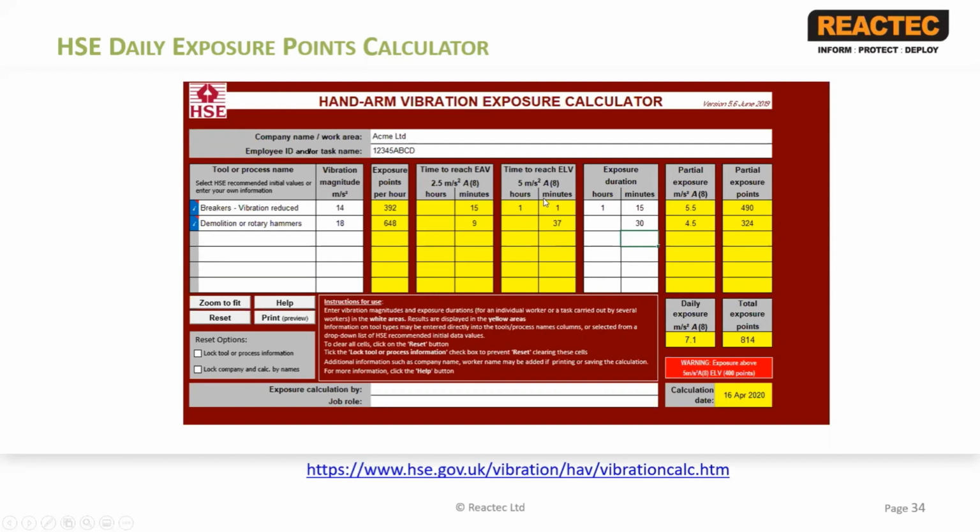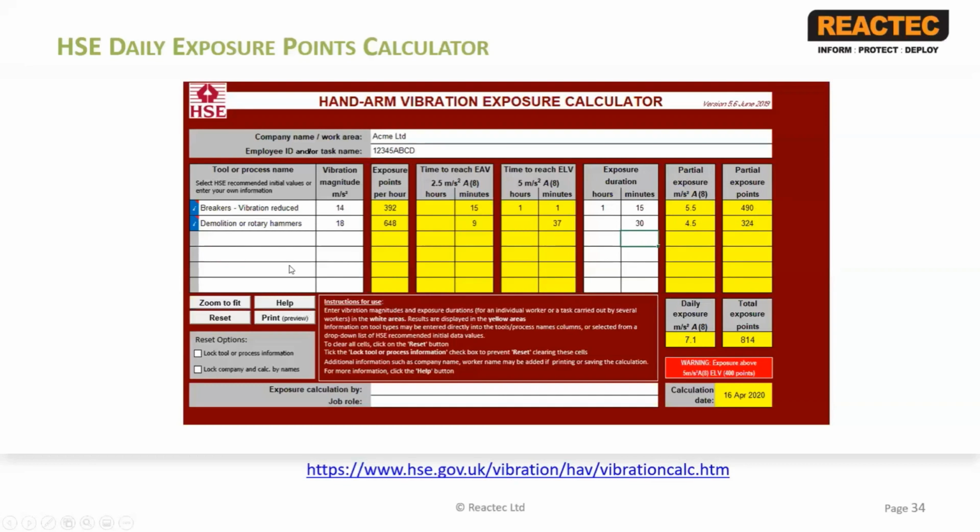If you were to know the time that you expected to use this tool, so in this instance here, someone has entered 1 hour and 15 minutes, it shows you in A8 values that the exposure level reached is 1.5, and in the point system, which is the simpler system to use, it's 490.